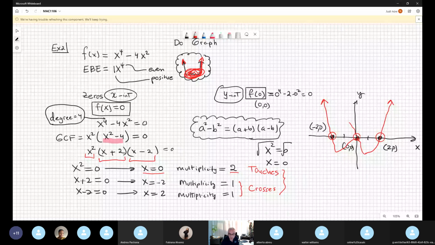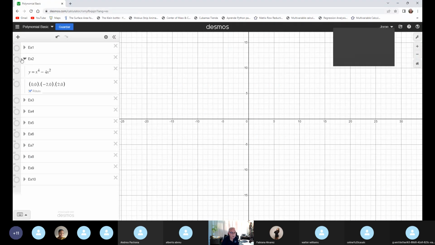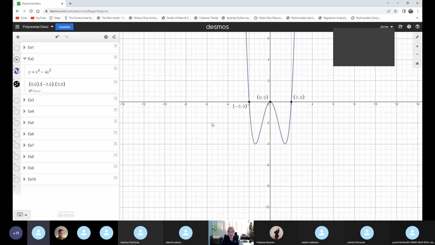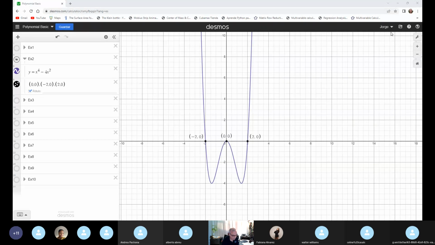I want to share quickly my Desmos, and you see the graphic in an elegant way. Any graphic we are doing, we double check in Desmos. Do you see my Desmos? Look, it's example 2. Do you see? With the point? Yeah. Beautiful, eh? Any questions so far?